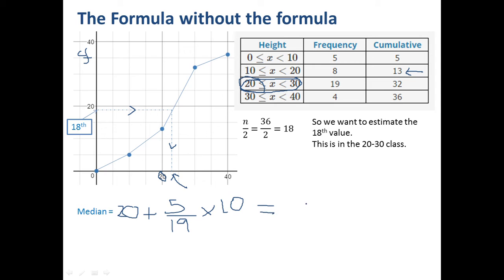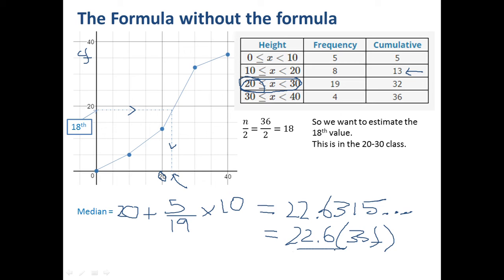You work that out, you get 22.63157... and that gives us 22.6 to 3 significant figures.